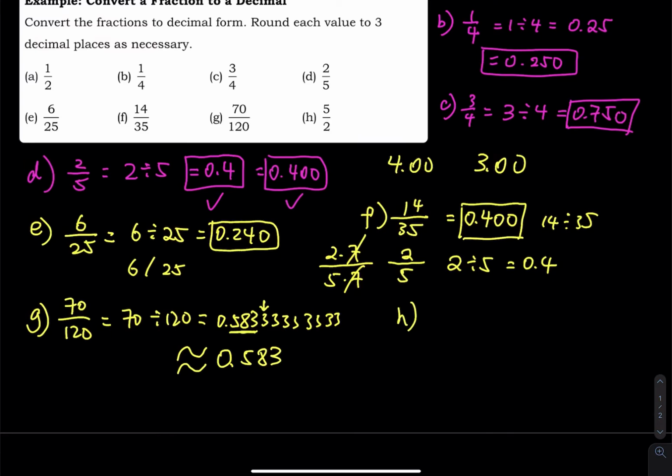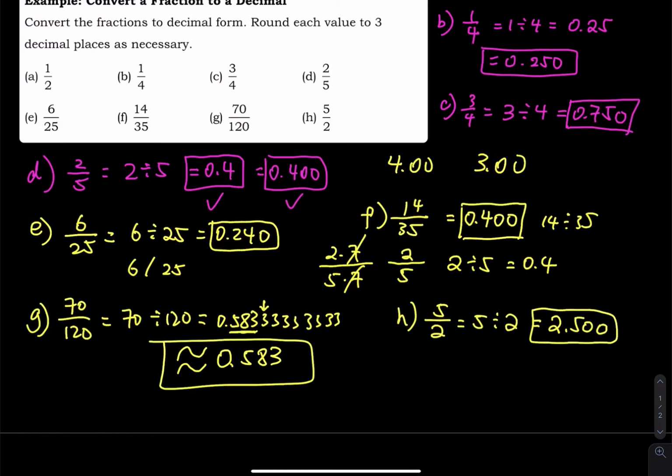And then the last one is H. So H is 5 over 2. So that is equal to 5 divided by 2. 5 divided by 2, $5, you cut that into 2 pieces, so you get $2.50, right? So $2.50, that is perfect. If you want 3 decimal places, then simply add 2 more zeros on the right hand side of 5.